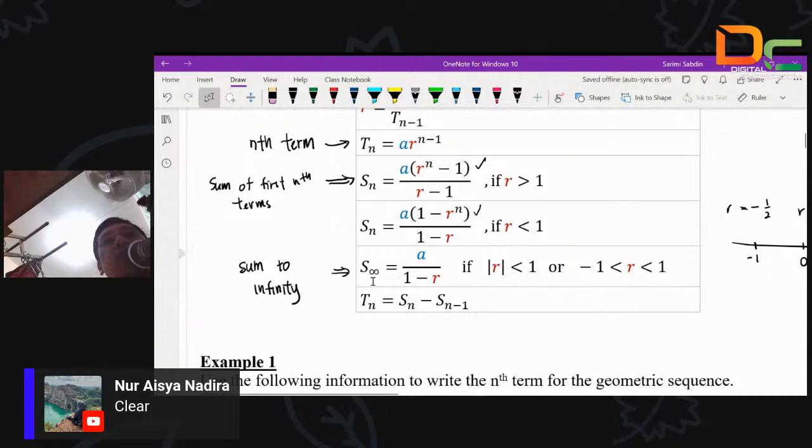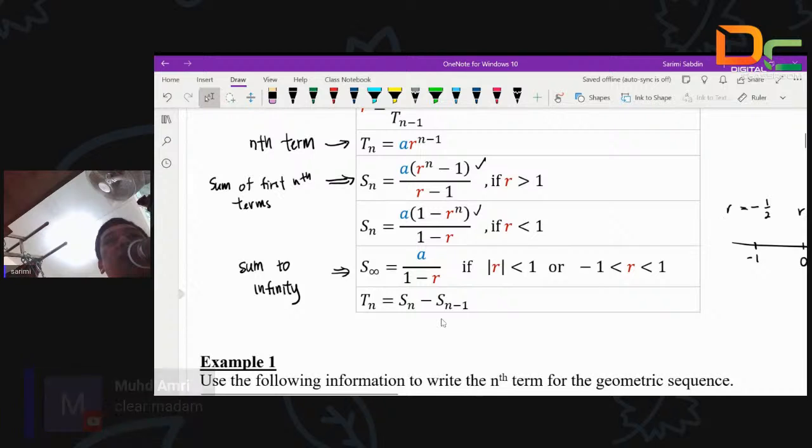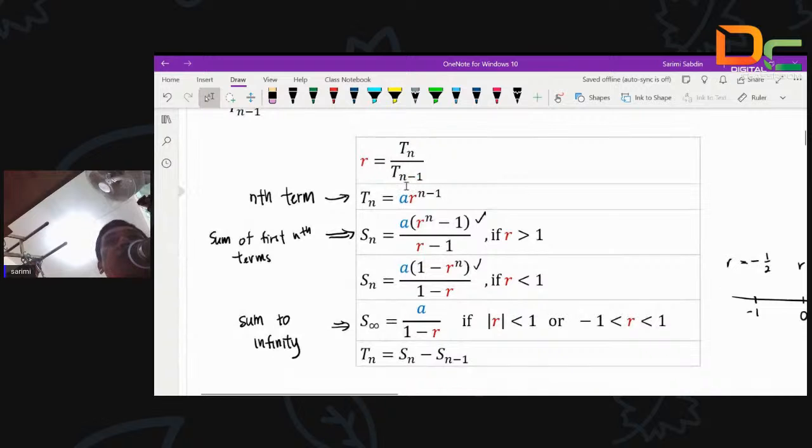And the sixth formula is the same as the arithmetic. The last formula is shared with arithmetic sequence, which is Tn equals Sn minus Sn minus 1. So formula ni digunakan untuk kedua-dua. Arithmetic guna, geometric pun guna. This formula is shared, yang lain ni ada special for geometric progression.